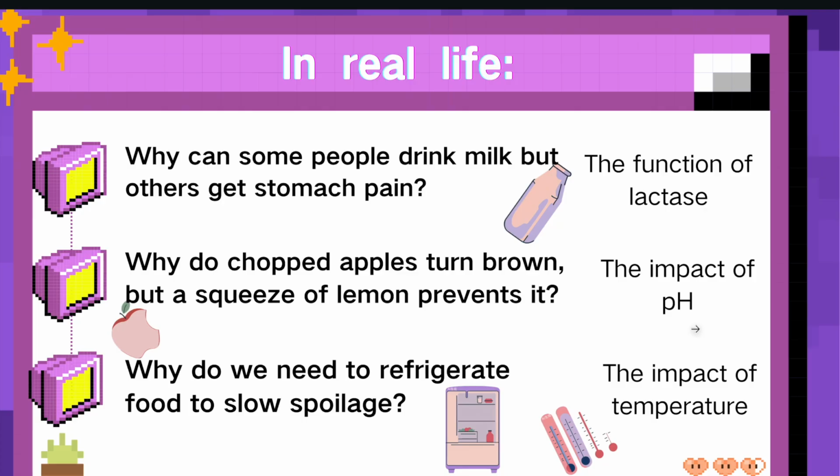Why do we need to refrigerate food to slow spoilage? That is also because of the impact on enzymes that influence the enzyme reaction. However, this time it is because of the temperature.